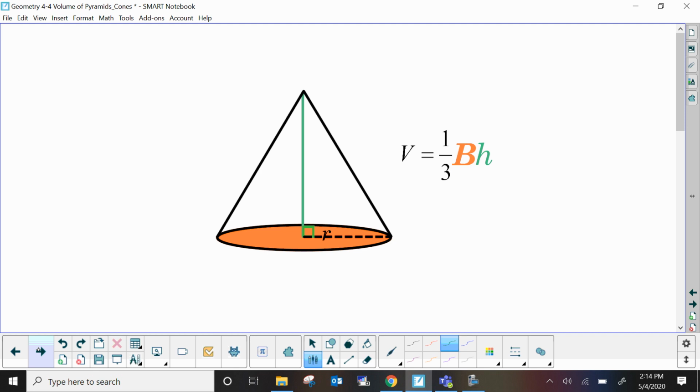It's a circle. So the capital B is the area of a circle, which is pi r squared. And remember that the height of this, just like a pyramid, will go from the vertex of the cone straight to the base, and it has to be perpendicular, so it has to have that 90-degree angle. That ends up being the height of your cone. All right, so let's look at an example.